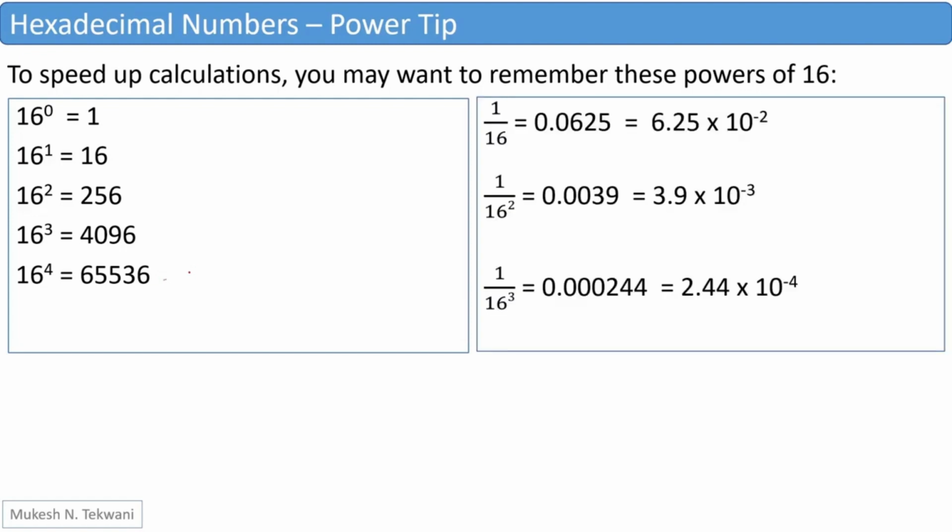In a similar way, we have the fractional values. 1 upon 16 is 0.0625, 1 upon 16 square is 0.0039, and 1 upon 16 cube is 0.000244.